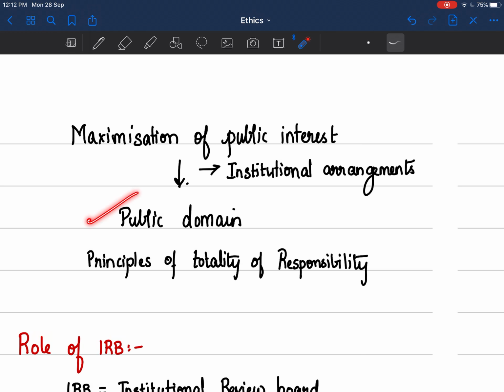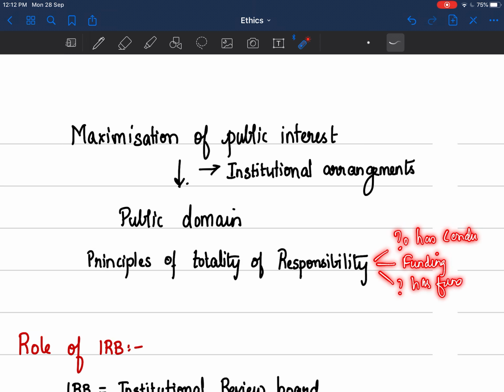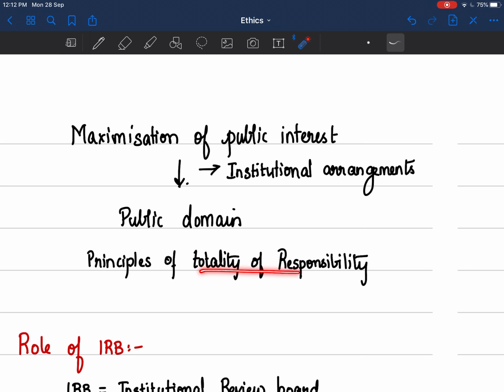Then you will publish your results. You will publish your results in the public domain to be available to all, and you should have the principle of totality of responsibility, meaning you should say who has conducted the study, if there has been a funding, if so then who has funded it, where was the study conducted. All of those should be done, and the person who is conducting the study is going to take the totality of responsibility.